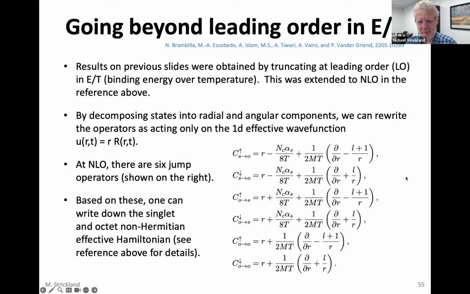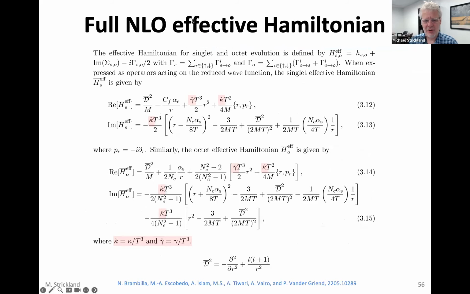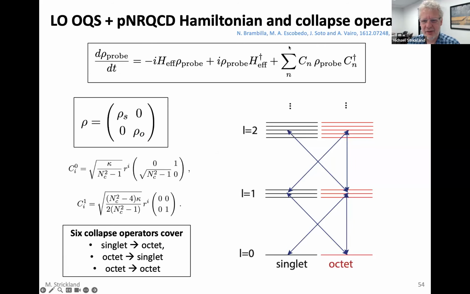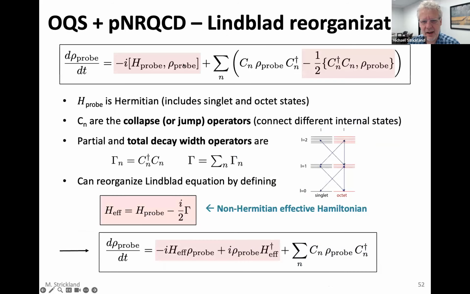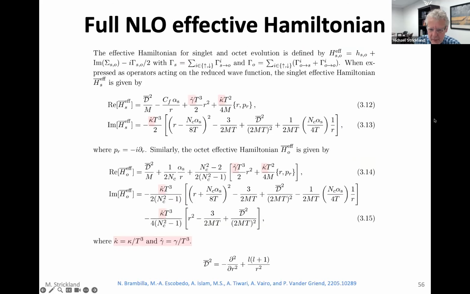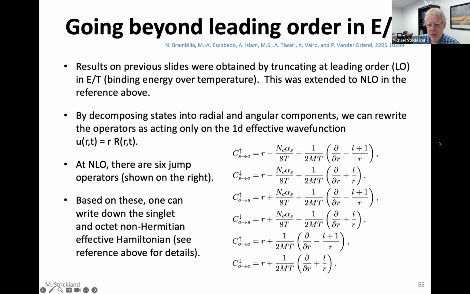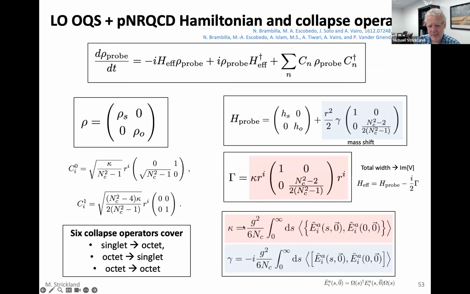Once you know these jump operators at next to leading order, you can write down the new effective Hamiltonians, and it works exactly like at leading order. So we can evolve with some non-Hermitian piece, and then we have these jump operators that are connecting the states with different quantum numbers, L, and their color quantum number, which I call c. Good. What about these transport coefficients? It turns out they can be measured, as I said, on the lattice.